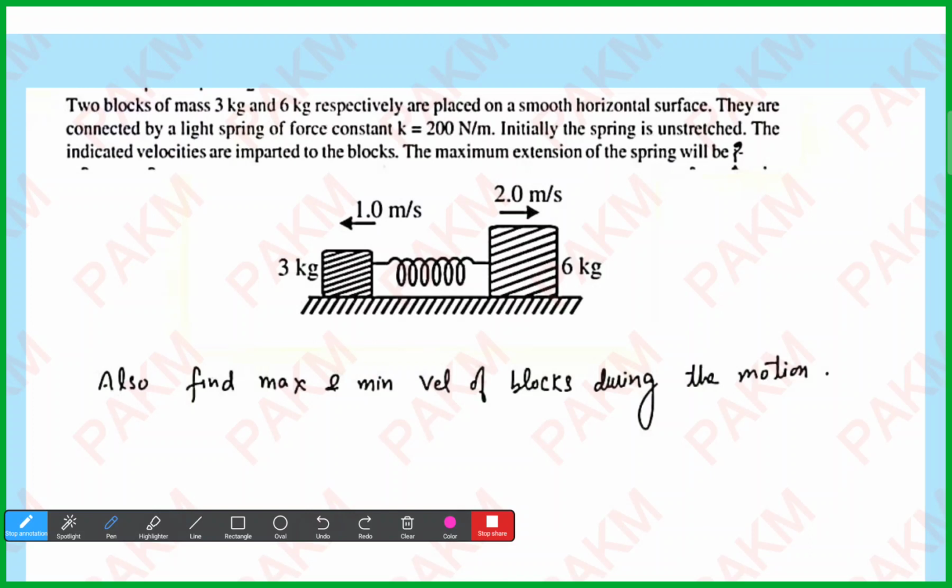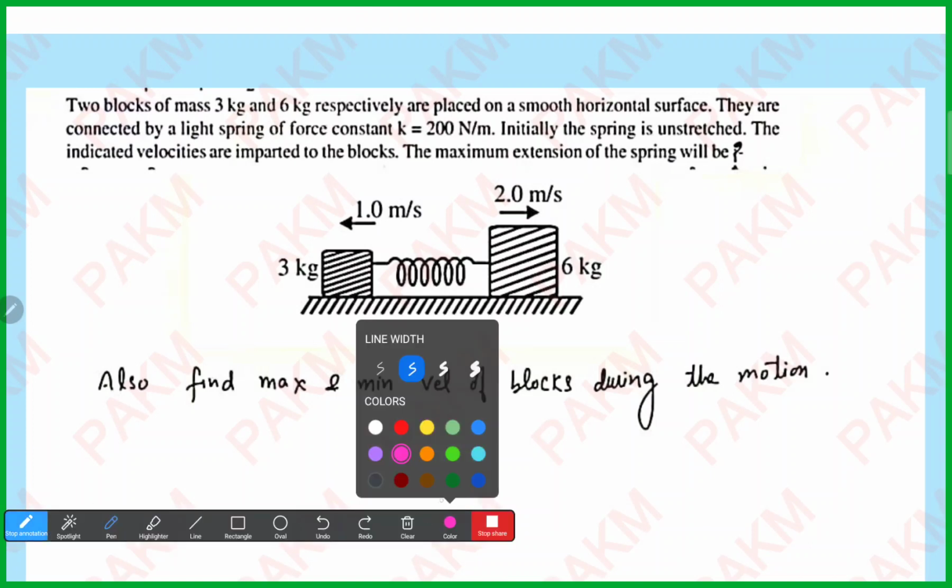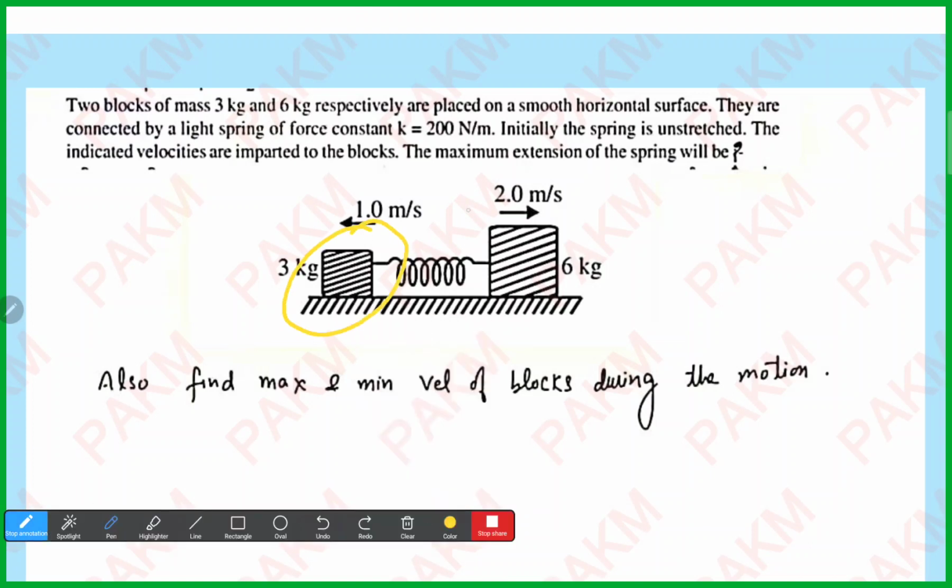Here is problem number one. You can see a two-block system, block one and block two, of 3 kg and 6 kg, placed on a smooth horizontal surface and connected with a spring. The spring constant is given, and initially the spring is unstretched. Let me tell you, what does unstretched mean?